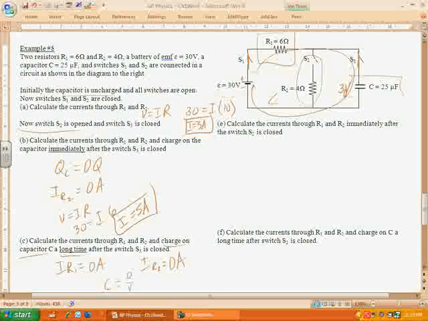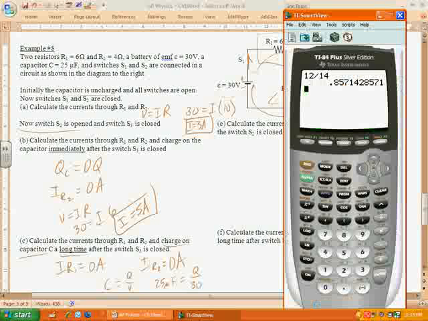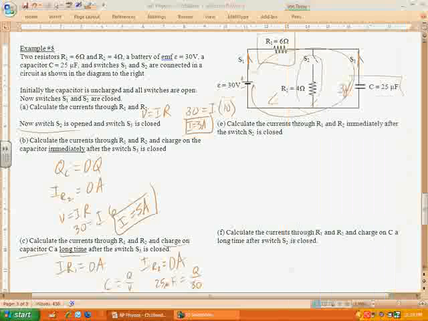All right, on to D. Sketch the current versus time graph for R1 over a long period of time after S2 is closed. Well, we know that we start with a certain amount of current. We have that number up there. It doesn't really matter. We just start with some current, and then after a long time, we end up having 0 current. So now the question is, does it go straight down or does it curve?